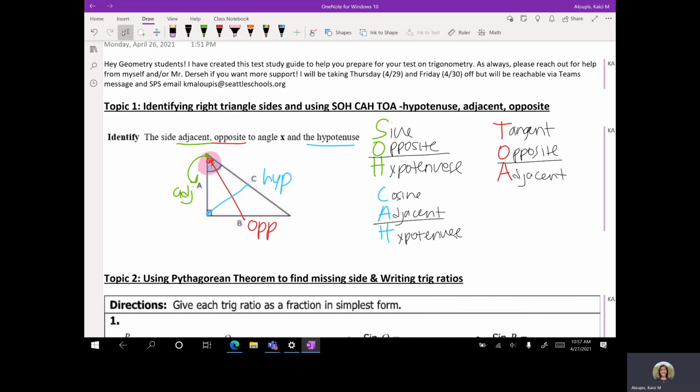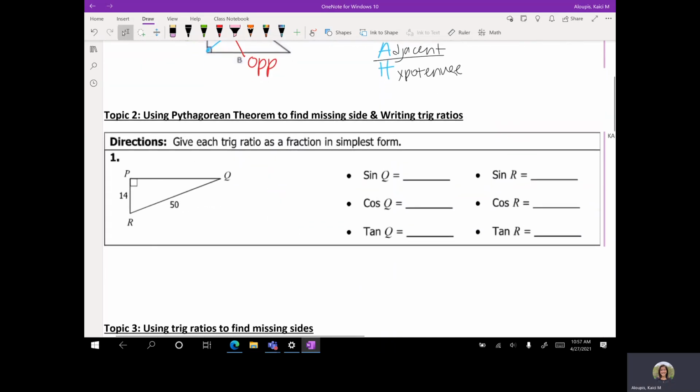So let's move on to topic 2, using the Pythagorean theorem to find a missing side, and writing trig ratios. So the Pythagorean theorem, I'll write this here. We have the Pythagorean theorem.